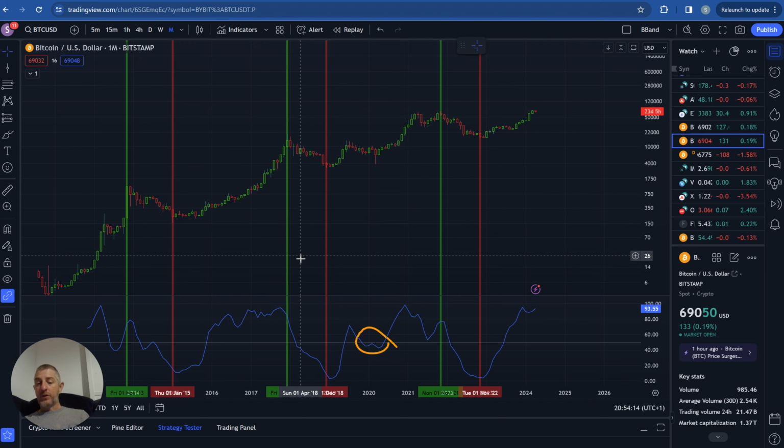So the cross of the stochastic occurred 1, 2, 3 months after the top was already in. Okay, and then there's the bottom.